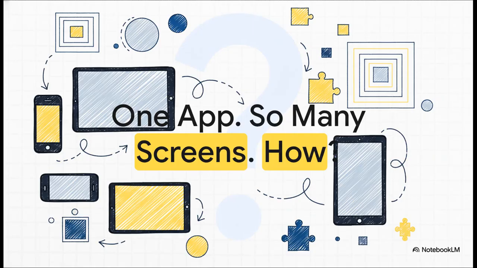So here's the puzzle we all face, right? You build one single app, but that app has to look perfect on a tiny iPhone SE, a giant iPad Pro, and then you have to think about portrait, landscape. The list just keeps growing. So how in the world do you handle all that without writing a completely separate app for every device?